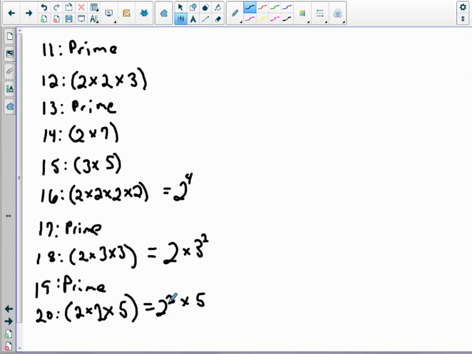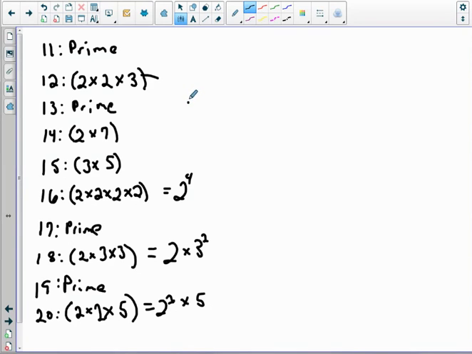Now you could keep going. You know that 21 is 3 times 7. 22 is 2 times 11. 23 is prime. 24 is 2 times 12, so that's going to be 2 times 2 times 2 times 3. 24 is 3 times 8, which is 2 times 2 times 2 times 3. 25 is 5 times 5. 26, 2 times 13, and then on.